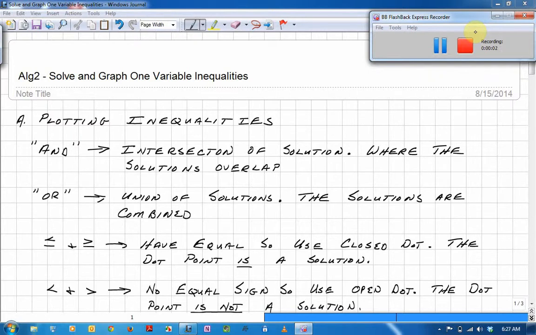In this lesson, we're going to plot and solve one variable inequalities. And so one of the things we need to do is know the difference between an "and" and an "or". An "and" inequality is going to be the intersection of the solution. So if I have two possible values for x, the "and" will be where they cross or where they intersect and overlap. If it's an "or", that's going to be all the solutions of one combined with all the solutions of the other. So that's going to be an "or".